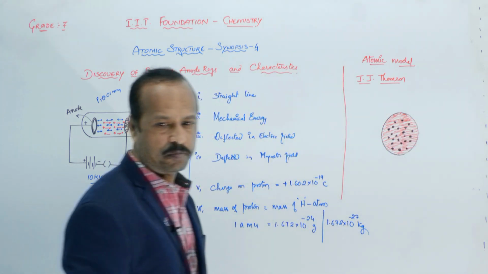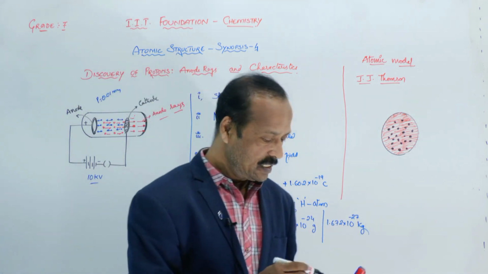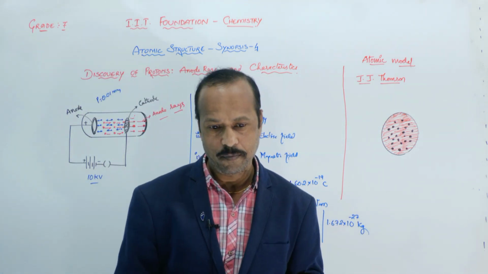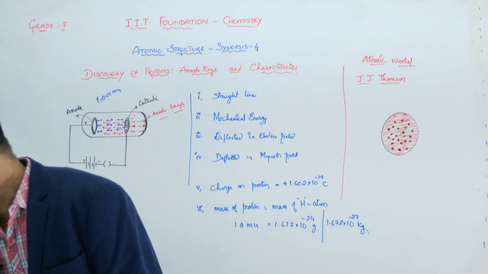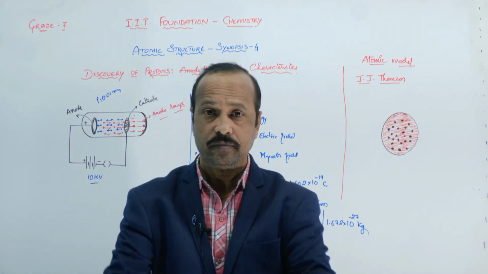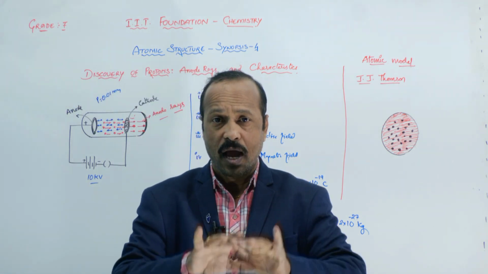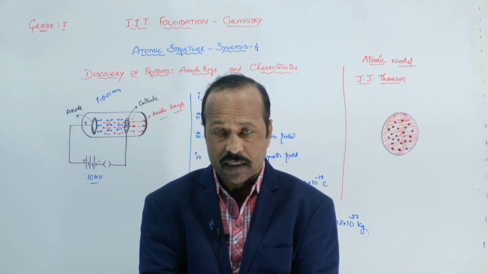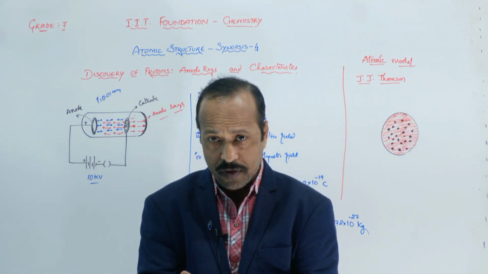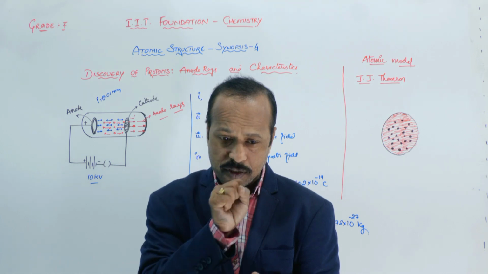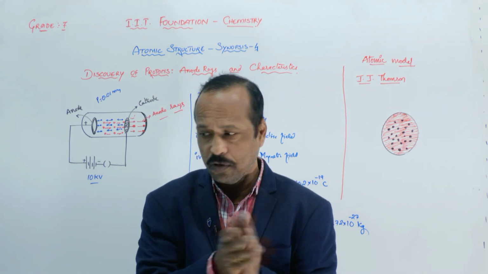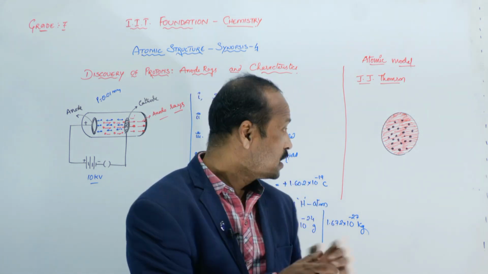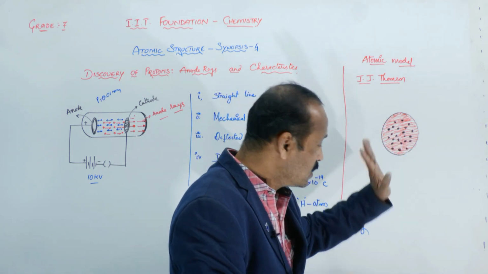Like this, electrons are present. Okay, so this is J. Thomson's atomic model. What does J. Thomson's atomic model state? He stated what he explained about the atom: atoms are positively charged spheres. It means atoms are spherical in shape, and the positive charge is distributed throughout the atom. In that, electrons will be embedded like this.